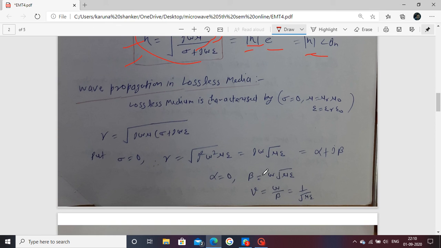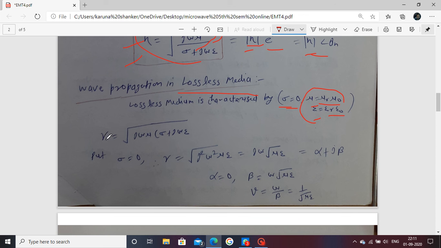Okay, first let us move to lossless media. We have seen the lossless media properties. The conductivity value is 0, and mu and epsilon values are available. Mu naught and epsilon naught are also used here. Lossless media is characterized by sigma equal to 0, and this is the relation.